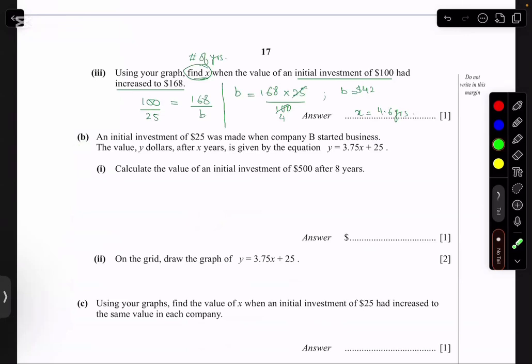Part B, it says initial investment of $25 was made when company B started business. अब हमने शुरू में ही कहा था कि there are two companies starting the business. So अब company B, this has started the business. So इस केस के लिए they have said that the value $y after x years is given by the equation y is equals to 3.7x plus 25.